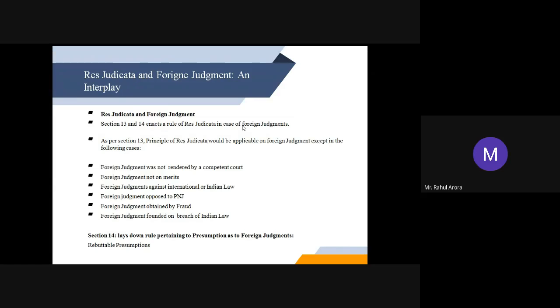The circumstances are these. First, the foreign judgment was not rendered by a competent court. If the foreign court is not competent to decide that particular matter, then the decision rendered by that court would not be binding upon the Indian court, and therefore the principle of res judicata would not be applicable.